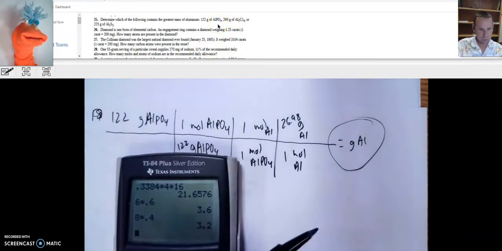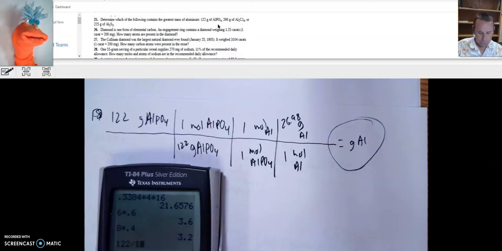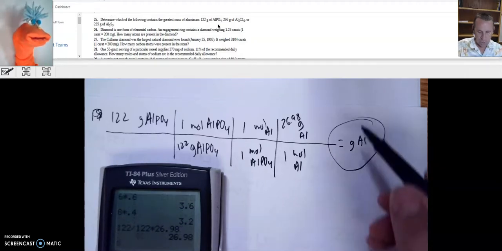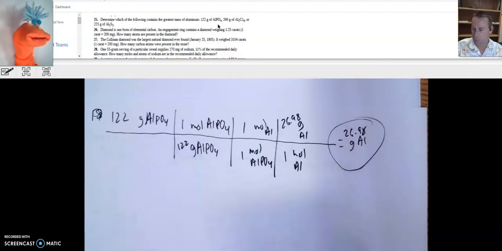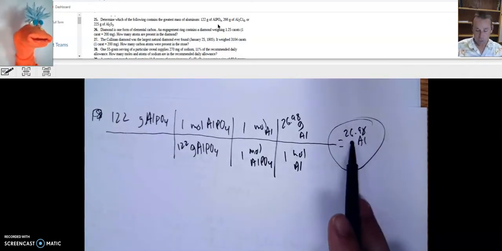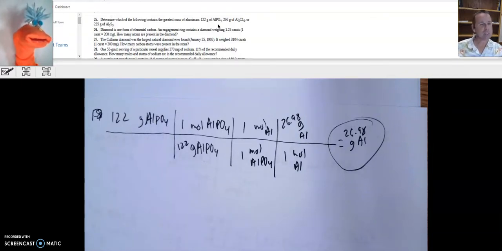Let me finish that up in the calculator here. 122 divided by 122 times 26.98. So 26.98, I have that many grams, which is a mole, and that many moles of aluminum because I had 1 mole of this to start out with. So that makes sense. So then let's look at aluminum chloride.